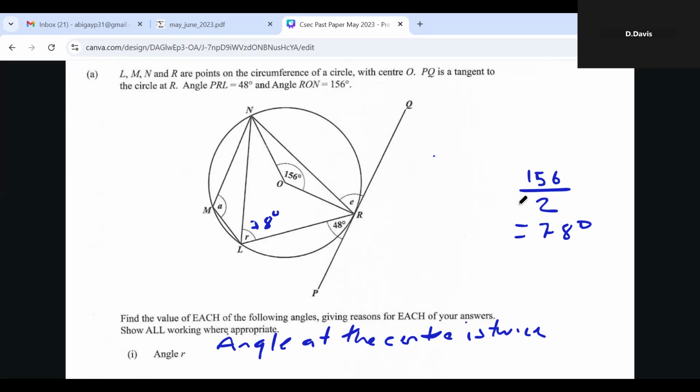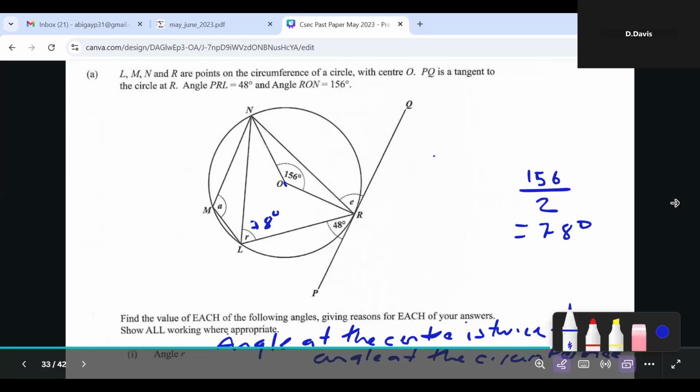So this is the center. Just want to remind you, this is the center, angle 156. It's twice the angle at the circumference. And we all know what the circumference is. This is the circle around the all right, so that is angle R.